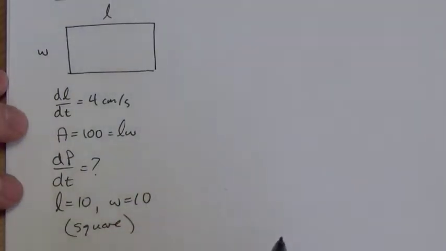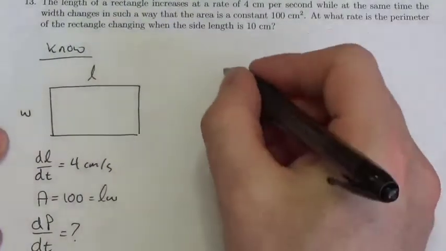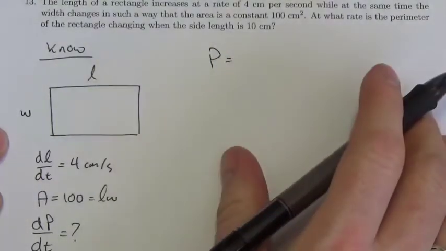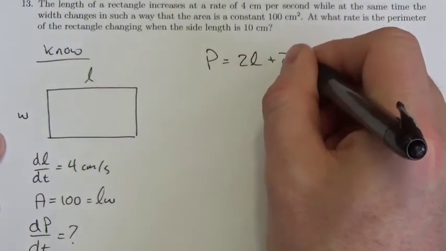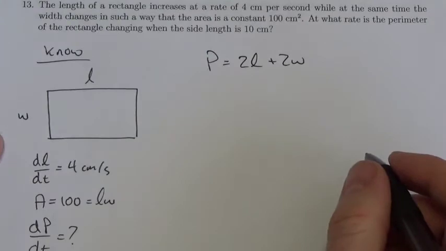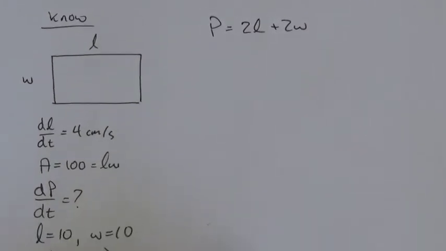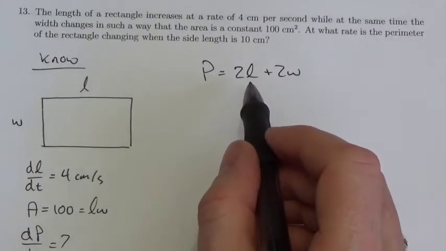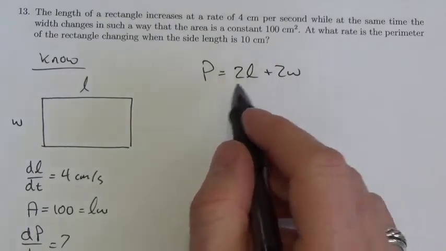That's interesting. Now, let's just move forward here. I'm looking for dP by dt. So what is the perimeter going to be? That is ultimately what I'm looking for, so I need some sort of expression for perimeter that I can take the derivative of. Well, the perimeter is going to be 2 lengths plus 2 widths. Now, there are a couple of different ways that I can do this question. To start off, I don't really like the idea of having 2 variables in there, so maybe I'm going to do a substitution here.